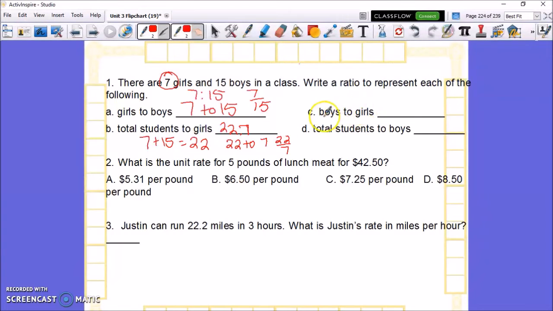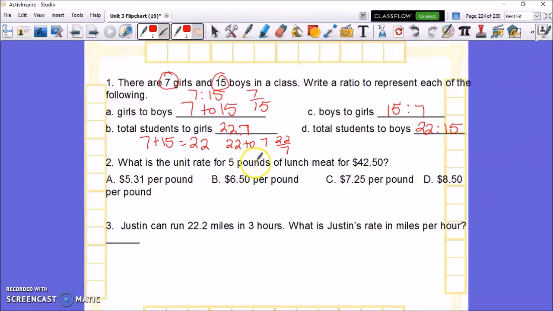Now for C, boys to girls, that means boys are going to go first. 15. So we have 15 colon 7. And now total students to boys. Well, we already know our total students is 22 to 15 boys. All right, number 2.